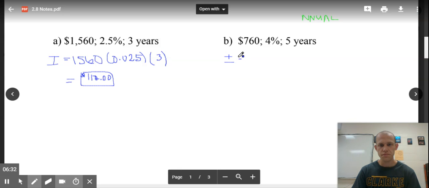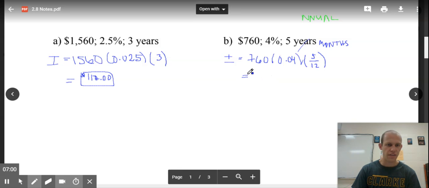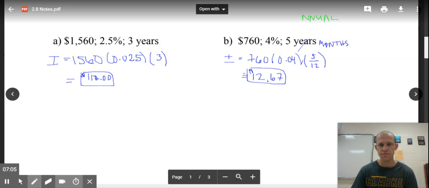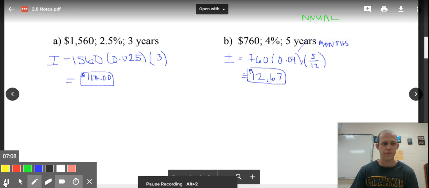Another one. The principal times the interest. And I'm just going to change this to be 5 months, just to change things up a little bit. So 5 months is how much of a year? It is 5/12 of a year. It's 5 out of 12 whole months. So when I calculate that out, I get approximately $12.67. So that's doing it with months.